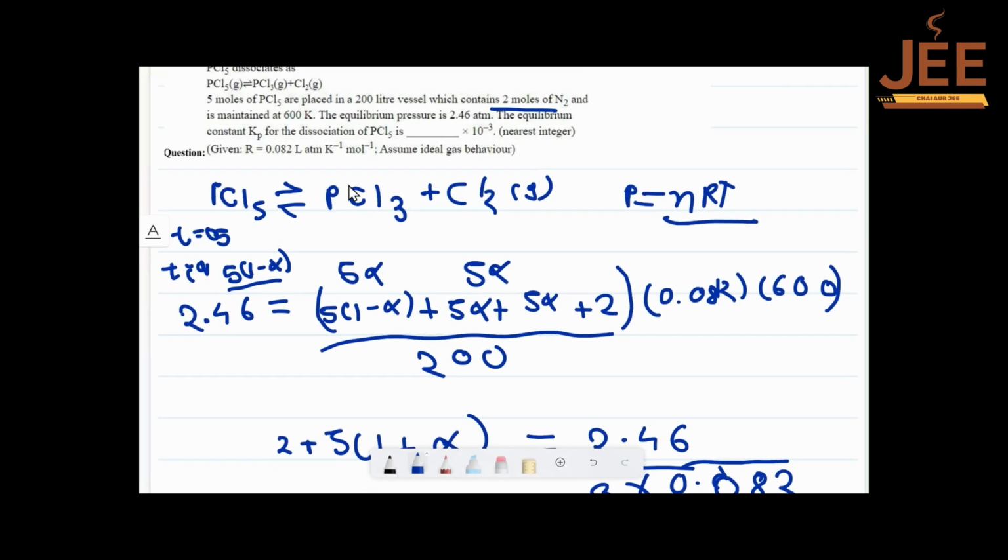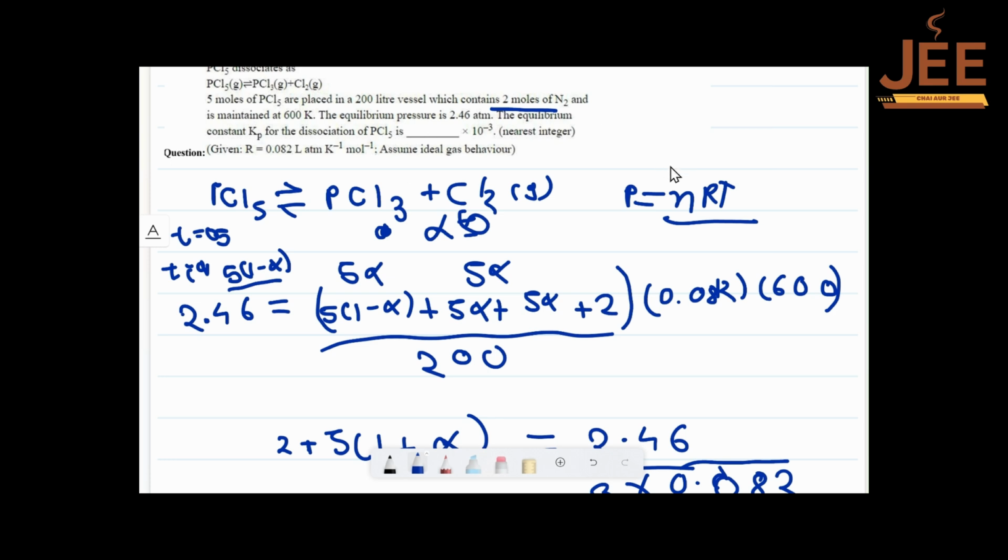So let's have a look at this problem. First of all, initial PCl5 will dissociate into PCl3 and Cl2, and it will dissociate to a certain extent till equilibrium is achieved. So we'll write the equation at time equal to 0. We have initially 5 moles of PCl5. Now we'll write the moles of PCl3 and Cl2 at equilibrium in terms of alpha. At equilibrium, the moles of PCl3 and Cl2 will each be 5 alpha, and moles of PCl5 will be 5 into 1 minus alpha.